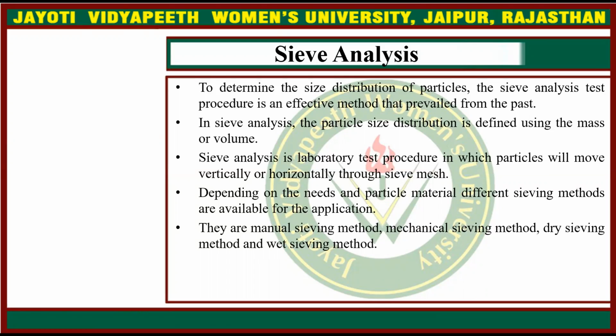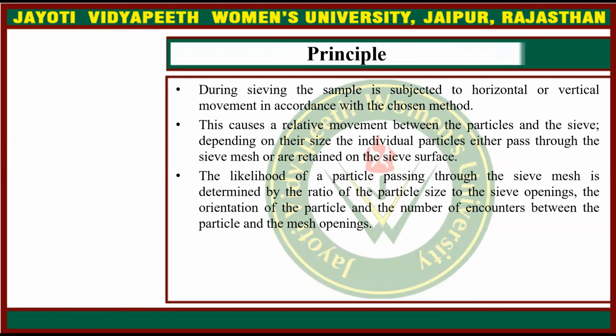They are manual sieving method, mechanical sieving method, dry sieving method, and wet sieving method. During sieving, the sample is subjected to horizontal or vertical movement in accordance with the chosen method. This causes a relative movement between the particles and the sieve. Depending on their size, the individual particles either pass through the sieve mesh or are retained on the sieve surface. The likelihood of a particle passing through the sieve mesh is determined by the ratio of the particle size to the sieve openings, the orientation of the particle, and the number of encounters between the particle and the mesh openings. This is the principle of the sieve analysis.